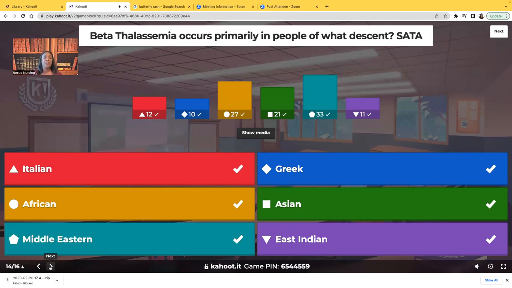All of them. There is a higher occurrence of beta thalassemia in people with Italian, Greek, African, Asian, Middle Eastern, and East Indian descent.